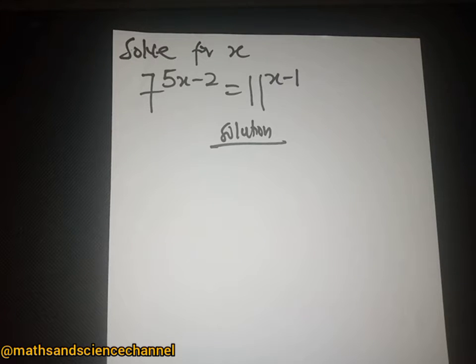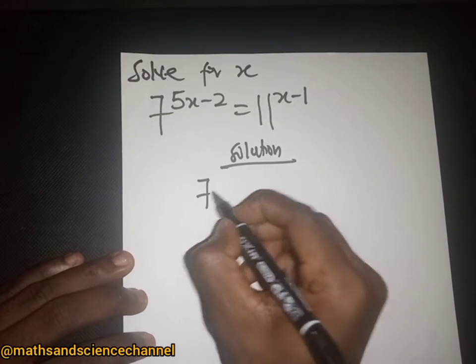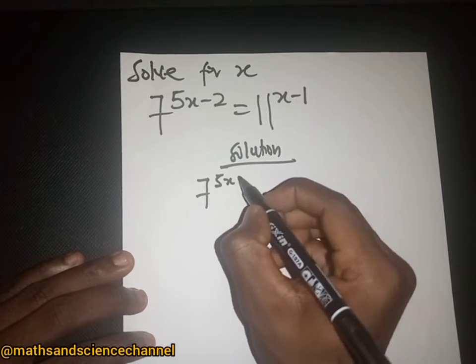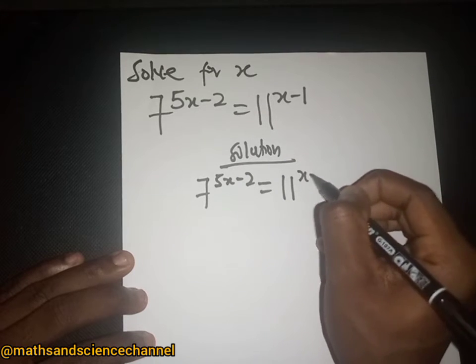Hello students, welcome once again. In this section we are going to solve for x in this expression over there. So we have 7^(5x - 2) = 11^(x - 1).